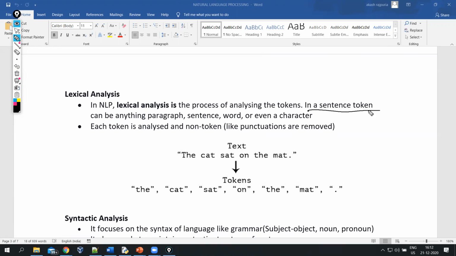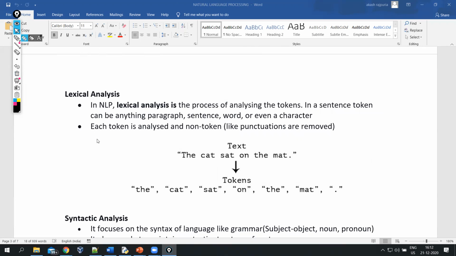Like I said, a token can be a paragraph, sentence, word, or even a character. So now this is your complete sentence. The tokens can be: the, cat, sat, on, the, mat, and even this full stop. So we will at the end remove the punctuation, like you know in English. So now this was all about lexical analysis.